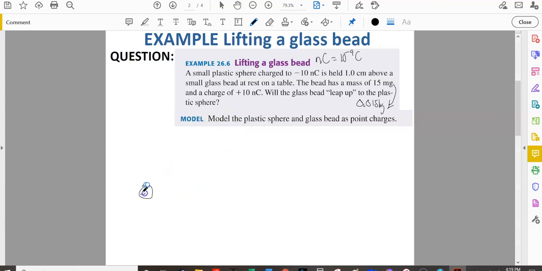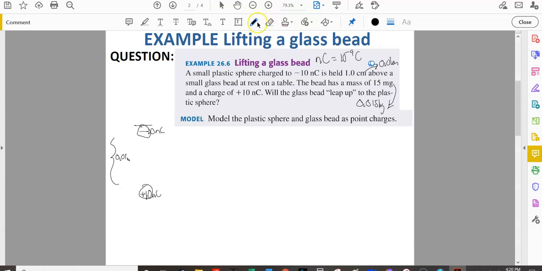So we have a positive 10 nanocoulomb object sitting here on the table, and it's got a mass of 0.015 kilograms. And up here is an object stuck in place, and it is a negative 10 nanocoulomb object. Okay, and these guys are a distance of 1 centimeter, which is 0.01 meters apart. Okay, well, they're asking, will it accelerate up towards this?